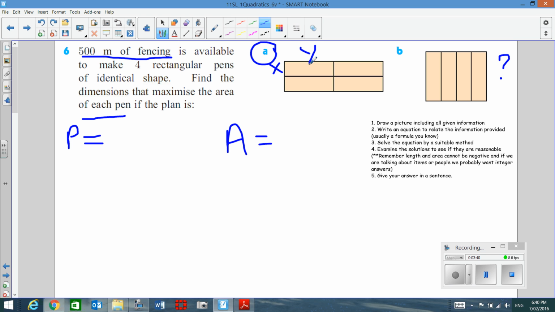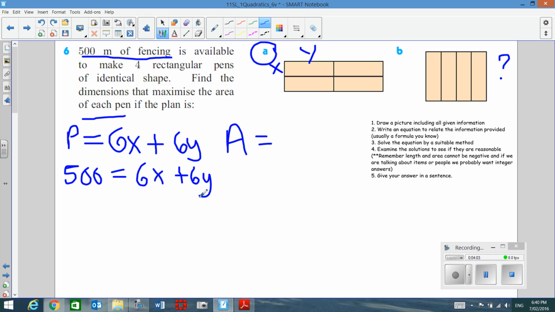So I know that my perimeter means that if I'm making these 4 pens, and I'm using 500 meters of fencing to make the 4 pens, I need to use 6 x's, and I have 6 y's as well to make that 500. So I'm going to rewrite that: 500 is equal to 6x plus 6y. That's the fencing that's used for all 6 sides, 6 little segments that make this diagram. And then my area would be, since this side is 2 x's, 2x, and the top length is 2 y's, by 2y.